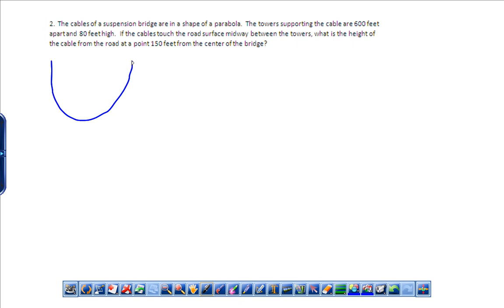Here's my parabola, 600 feet apart, and let's do 80 feet high. So again, I'm going to make my center right here in the middle to make it really easy. So again, it doesn't matter if you do x equals or y equals, you're just looking for a missing variable. So I'm going to make it easy and set it up as a y equals, no matter what my picture looks like. So y equals a, parenthesis, x minus your h quantity squared, plus k.